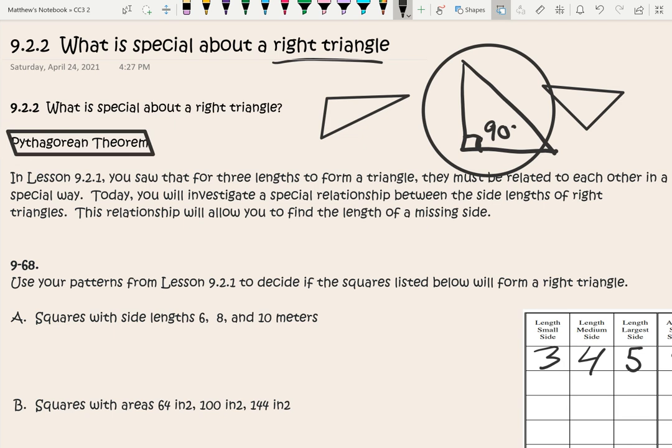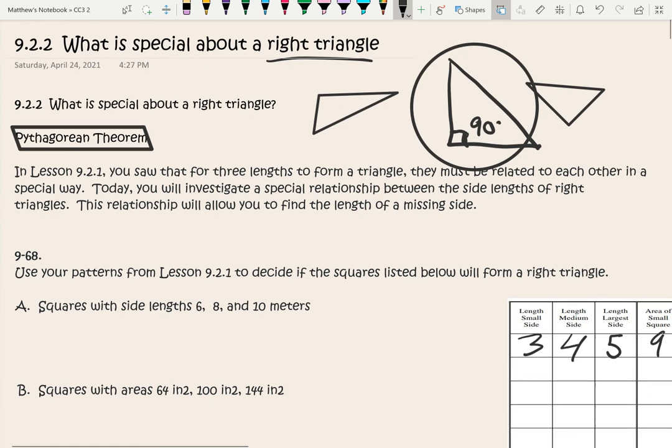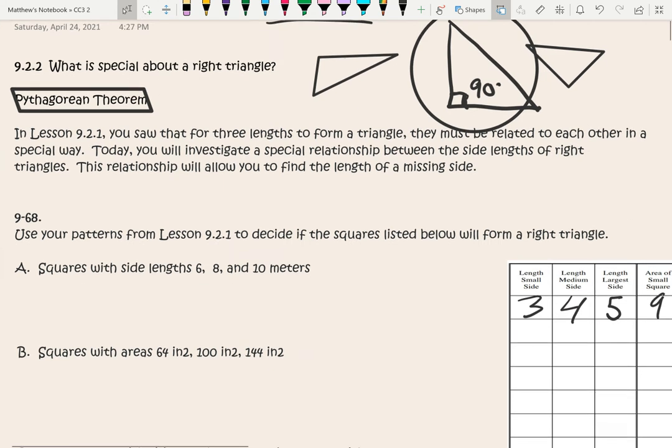All right, and here it says in lesson 9.2.1, you saw that for three lengths to form a triangle, they must be related to each other in a very special way. And today you will investigate a special relationship between the side lengths of a right triangle. This relationship will allow us to find the length of a missing side for a right triangle. All right, so let's dive right into it.